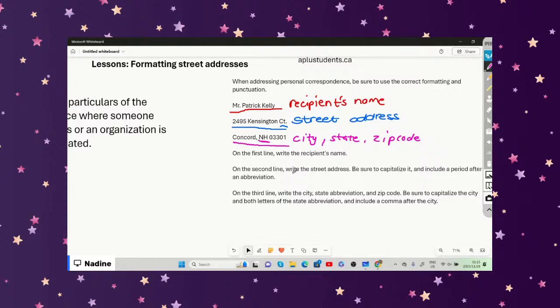All right. So once again, if you are addressing a personal correspondence to someone, you need to write it in the correct format as well as the punctuation marks. And then on the first line, we need to write who we are addressing the letter to, right? The recipient that will be receiving the letter, the person that you are sending the letter to.